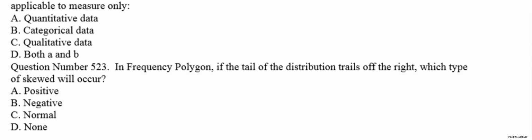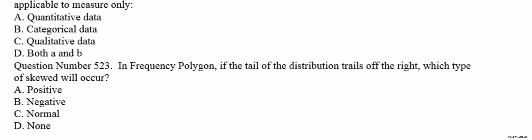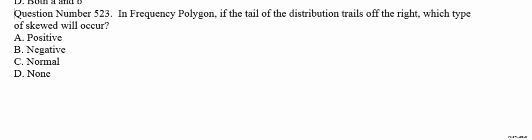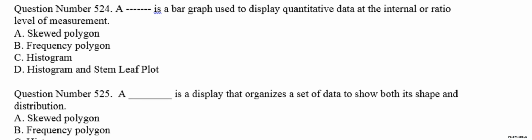Question number 523. In frequency polygon, if the tail of the distribution trails off to the right, which type of skewness will occur? A. Positive, B. Negative, C. Normal, D. None. The correct answer is option A. Positive.